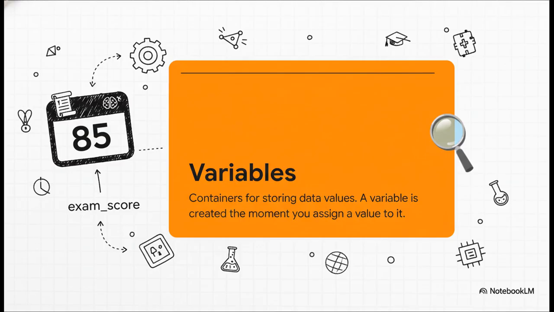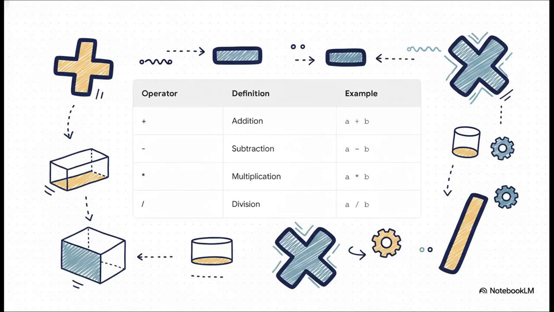The very first building block is something called a variable. The easiest way to think about it is like a labeled box or a digital container where you can store a piece of information. So here, we've made a box called exam_score, and we've put the number 85 inside it. From now on, anytime we need that number, we can just refer to the box. Simple as that.